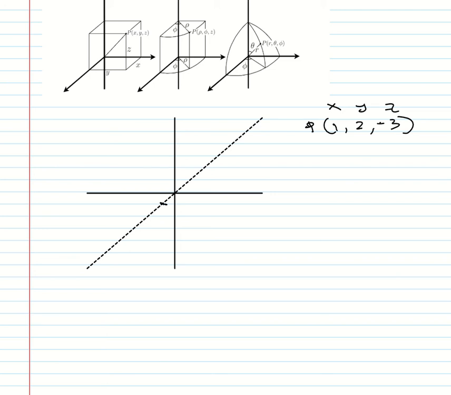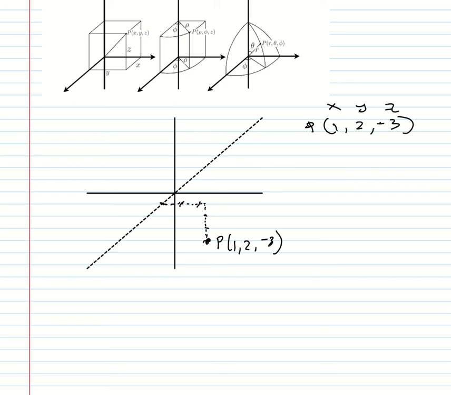Then we go in the y direction by 2 units. So we go in this direction, 1 and 2. After that, we go in the z direction. Because this is -3, we go down by 3 units, so 1, 2, and 3. Therefore, this is that point P, 1, 2, -3. That's how we plot points in the rectangular coordinate system.